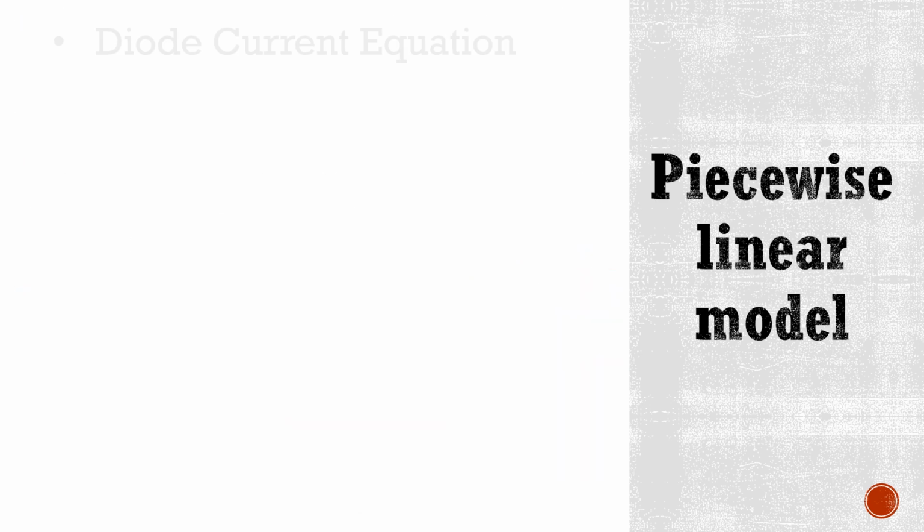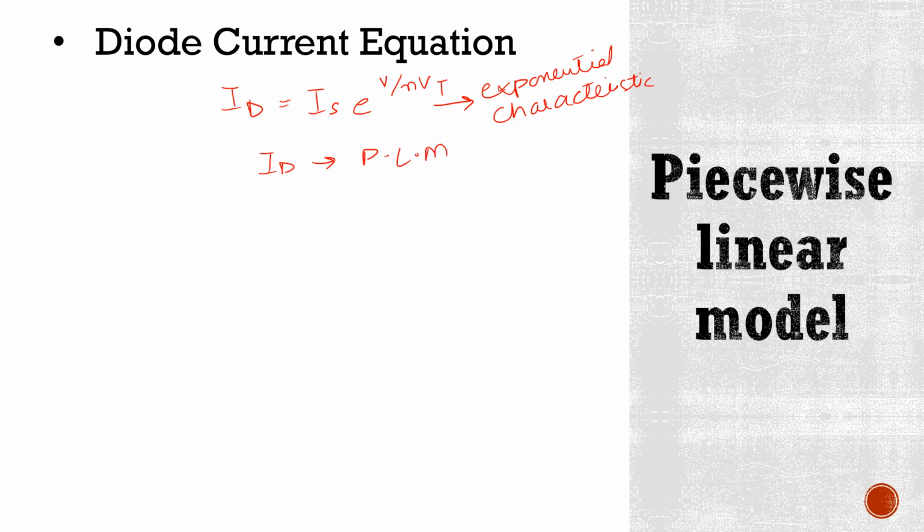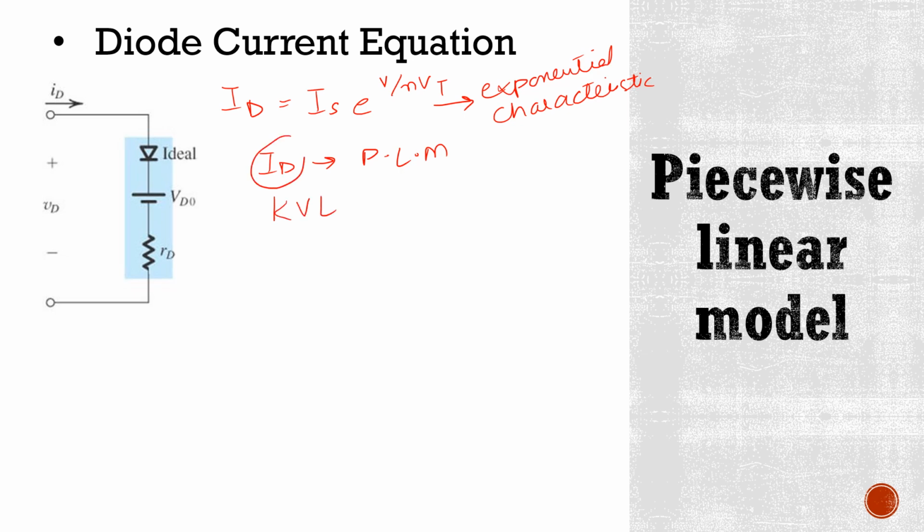Now we will understand the current equation of diode in the piecewise linear model. We know that the equation of diode current is ID is equal to Is e raised to the power V divided by nVt, and this equation is representing the exponential characteristic of diode. Now, how are we going to find the diode current equation in case of the piecewise linear model? Look at this model. Here we will apply KVL to obtain our equation of diode current.